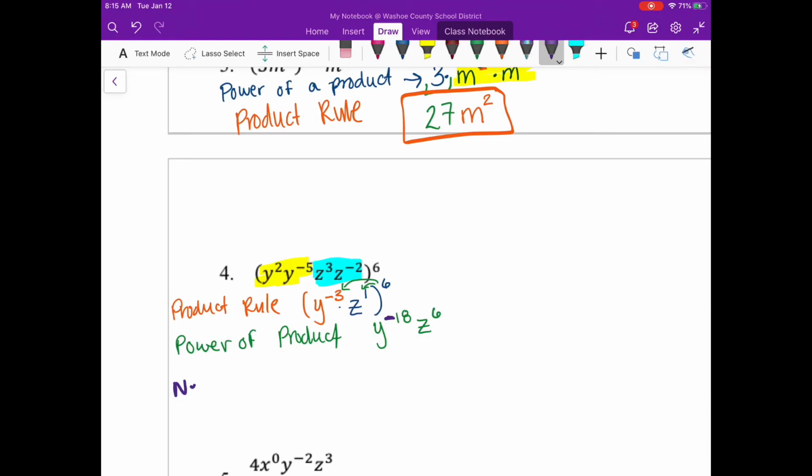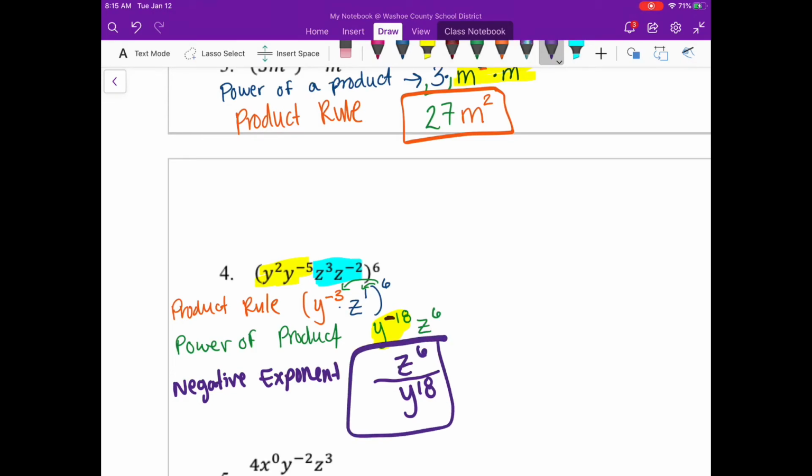I see a negative exponent, so I don't like that. So for my negative exponent, I know I have to flip just the part that's negative. So only the y has a negative exponent, so only the y needs to move to the denominator. The z is positive, so I leave it in the numerator, okay?